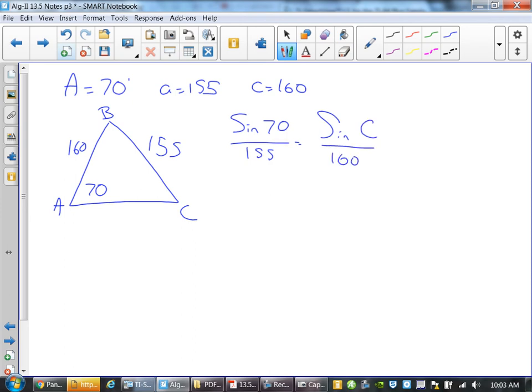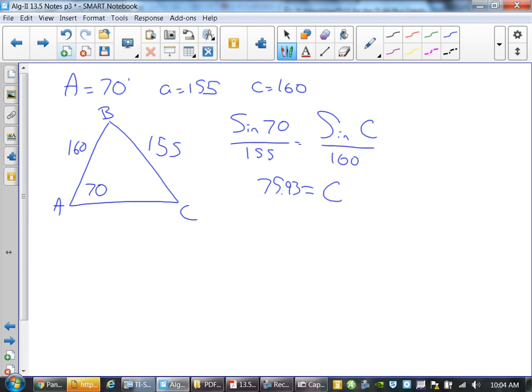Obviously, at this point, all I have to do is take 160 times the sine of 70 and go from there. So 160 sine 70, enter, divided by 155, enter. Then inverse sine of my answer, and I'm getting 75.93. Okay with that?